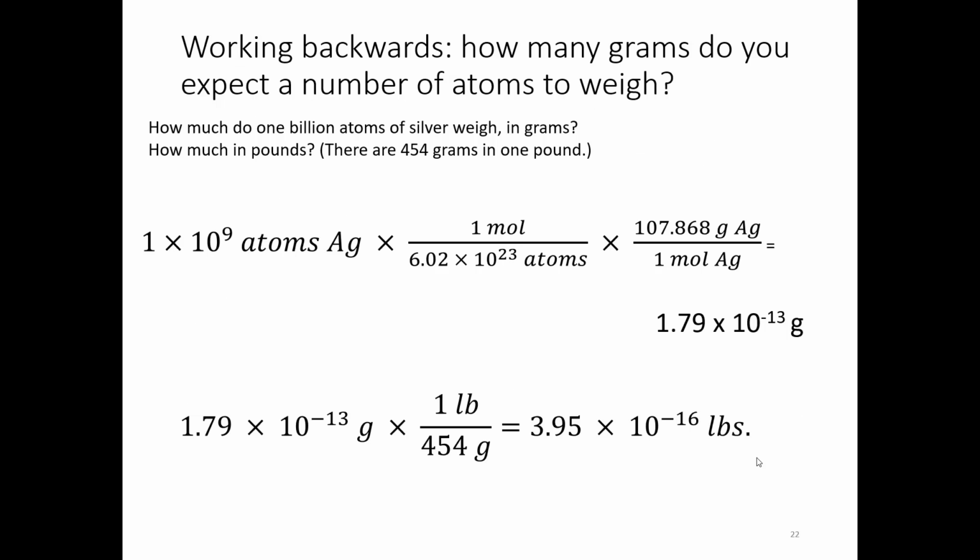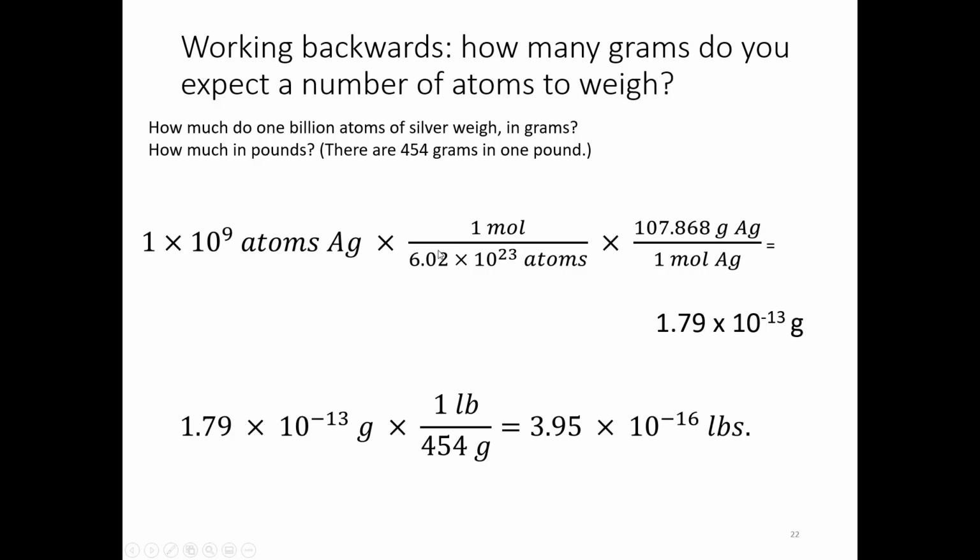Okay, so you can also work backwards. So you could ask yourself, how much does 1 billion atoms of silver weigh in grams? And then again, how much does it weigh in pounds? So your problem-solving strategy for this, you're just going to go backwards, but you have to now flip your conversion factors upside down. So if you start with 1 billion atoms of silver, you need to get from atoms to moles first. It doesn't even matter yet that it's silver that we're talking about. We just need to get from atoms to moles.